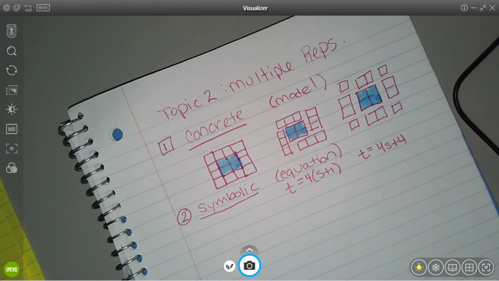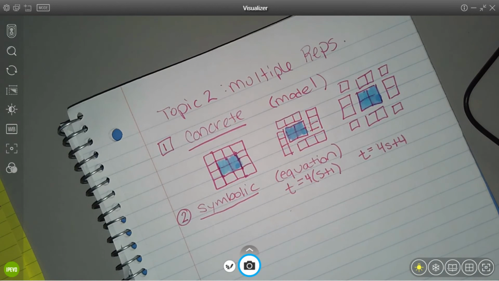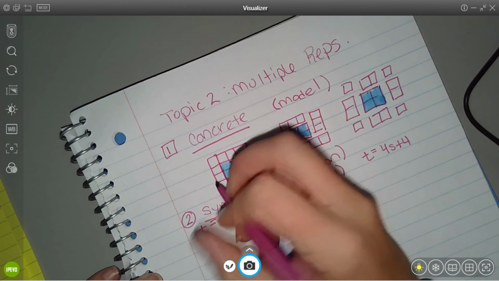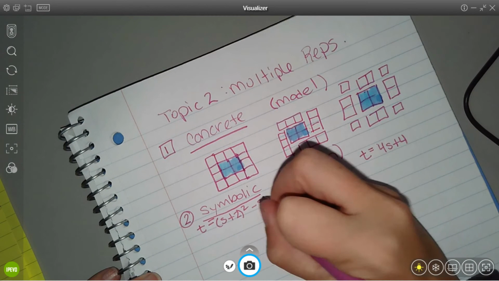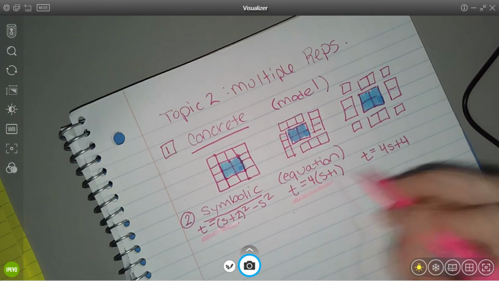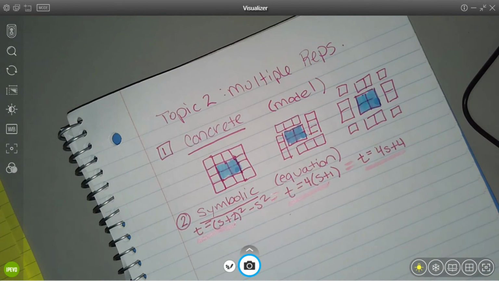And lastly, this is going to equal the same thing, but I don't even want to try to explain how they came up with this equation to match this concrete model. But what that is going to be is T equals (side plus 2) squared minus side squared. What you guys do need to know is that all three of these equal one another. That one equals that one equals that one. It's just a different way that we can write them.